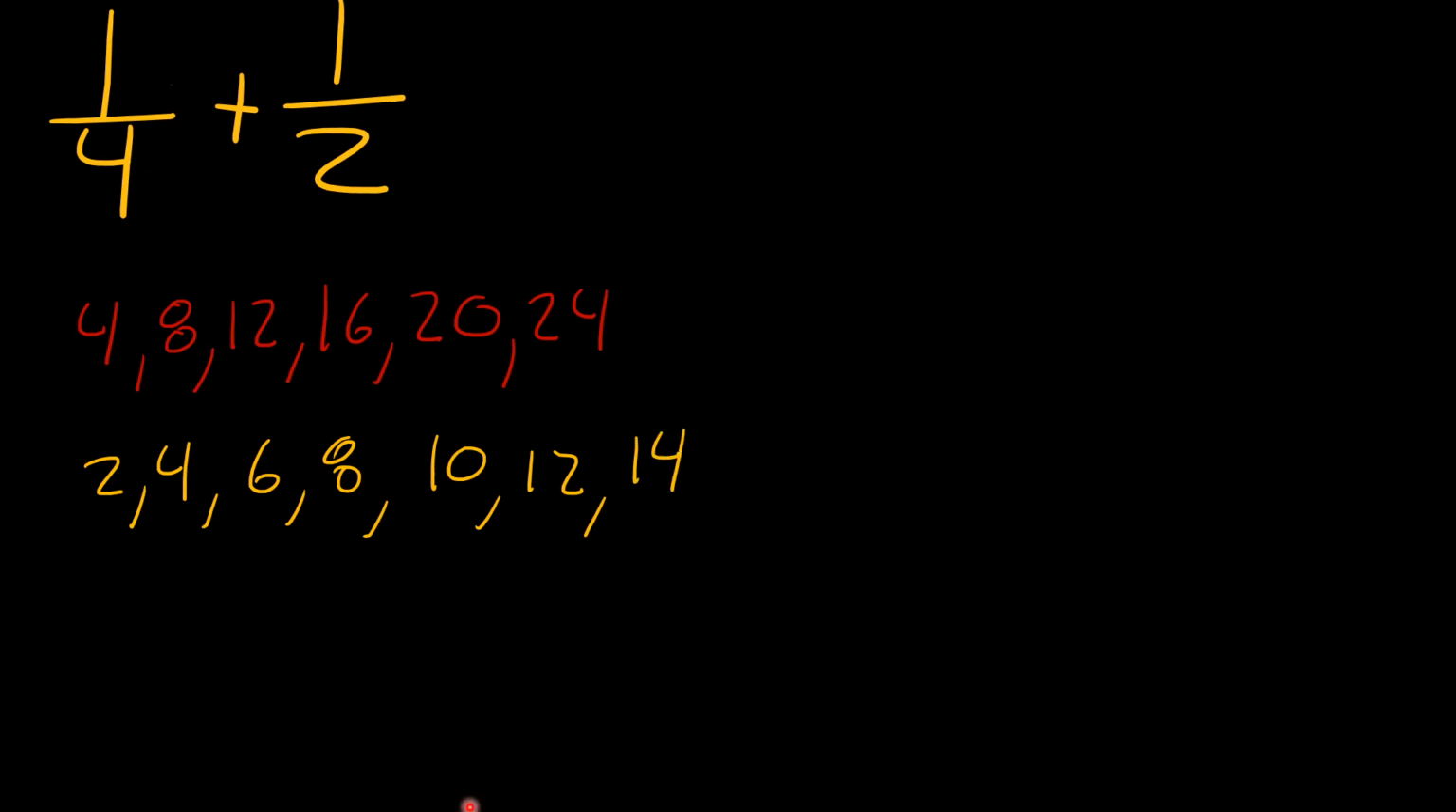So now I look at my multiples of 4 and I look at my multiples of 2 and I try to find the lowest one that they have in common. And if you guessed it, it's going to be 4. So now I already have a denominator of 4 with 1/4. All I have to do is change 1/2 to have a denominator of 4. So let's do that. I'm going to rewrite the original equation.